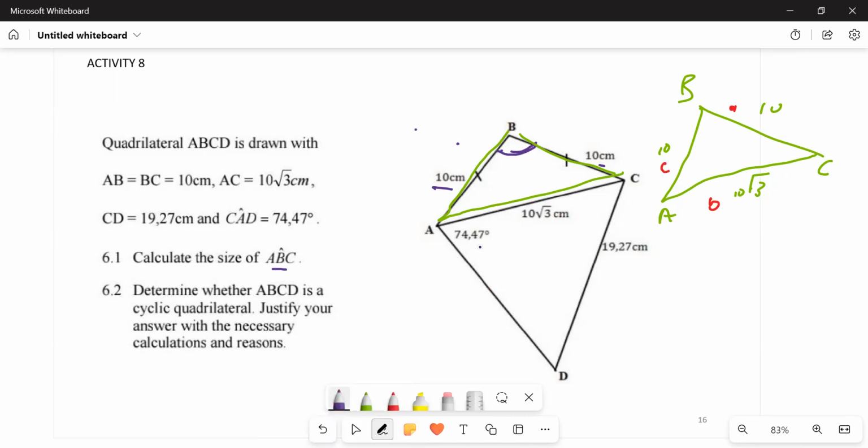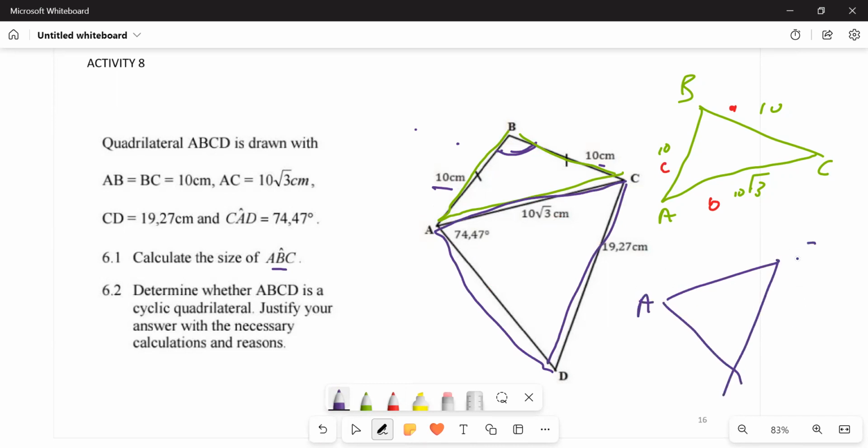Okay, is there any other triangle that we see from here? Which triangle is that? ACD, this one here. If we highlight that one, this is what we're going to have. We have A, we have C, and then we have D. So what do we have for this one? We are given this angle here, 74.147, and then this one here is 10 root 3.